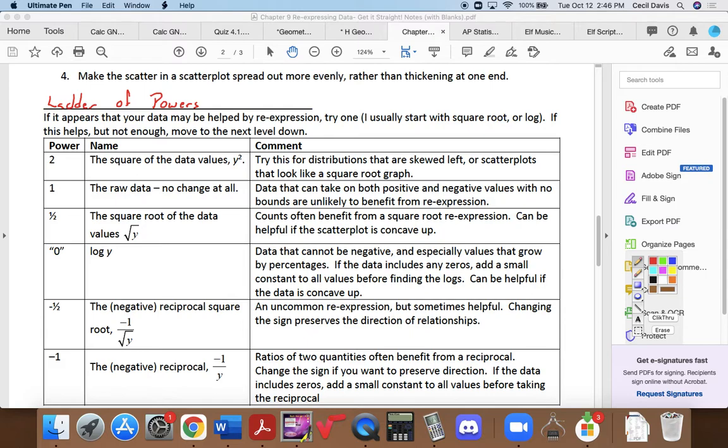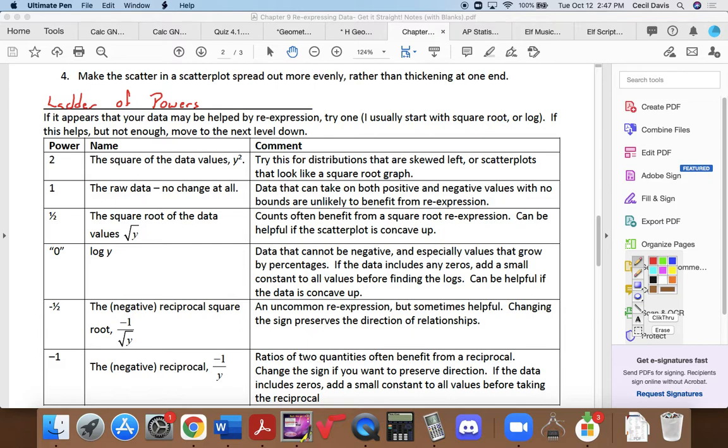So, if it appears that your data may be helped by re-expression, then try one. Honestly, I start with either square root or log. That's not your authors, that's me. And probably, unless I see something, probably log more often than anything else. And if that helps, but not enough, move one level down. And if you've gone too far, move up.